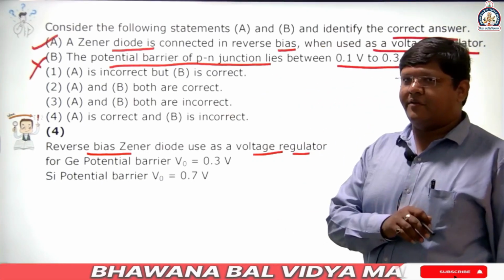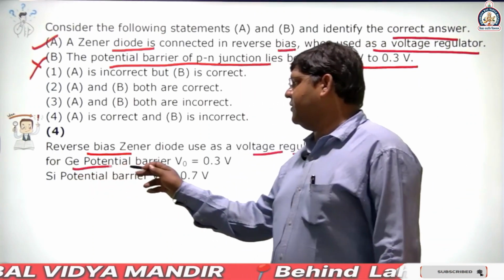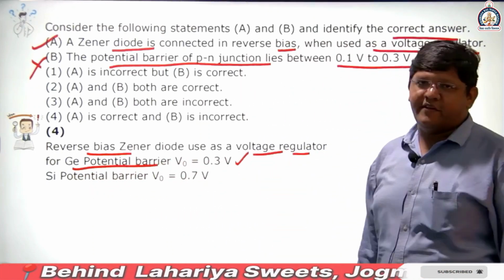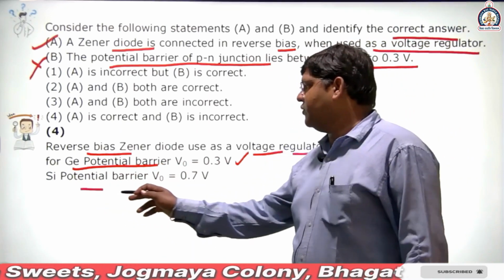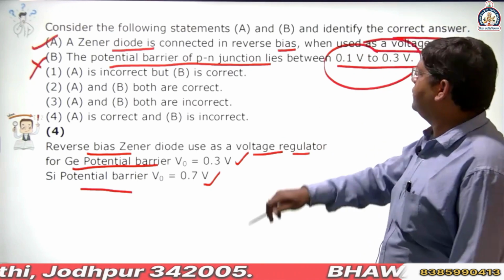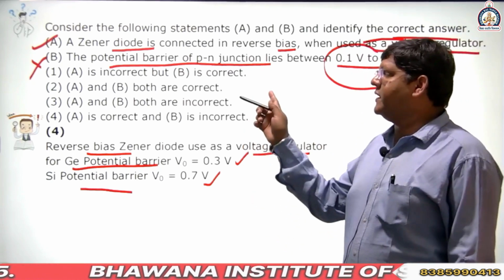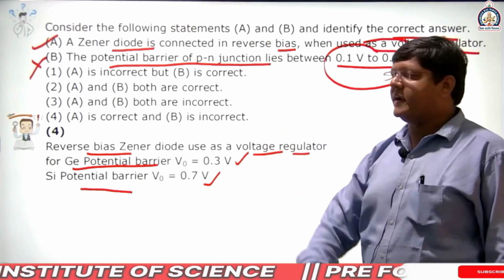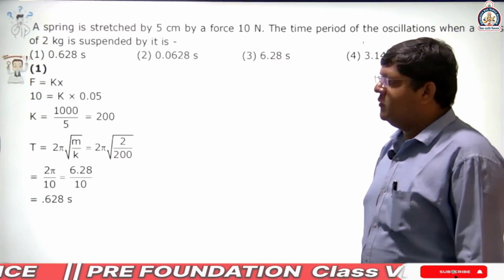The second statement says the potential barrier of a PN junction lies between 0.1 and 0.3. This is a wrong statement. Why? The potential barrier for germanium comes out to be 0.3 volt and for silicon it comes out to be 0.7. So it does not come in the range of 0.1 to 0.3. That's why statement B is wrong and the first is correct. Now moving to the next part.